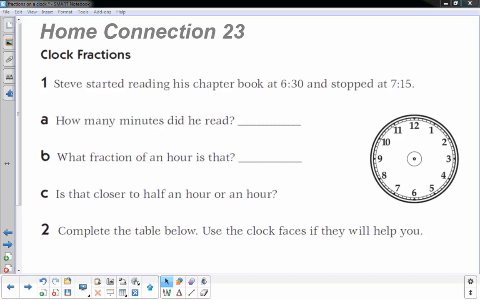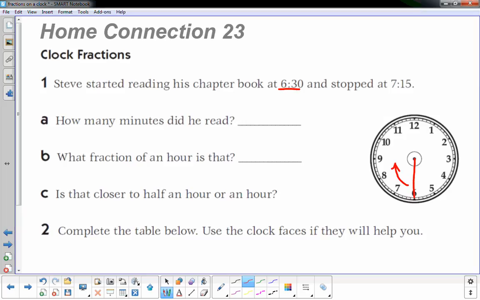Number one, Steve started reading his chapter book at 6:30 and stopped at 7:15. How many minutes did he read? Okay, well, I'm going to draw this out the best I can. I know that at 6:30, the minute hand is here, and it goes in this direction. And it stopped at 7:15.